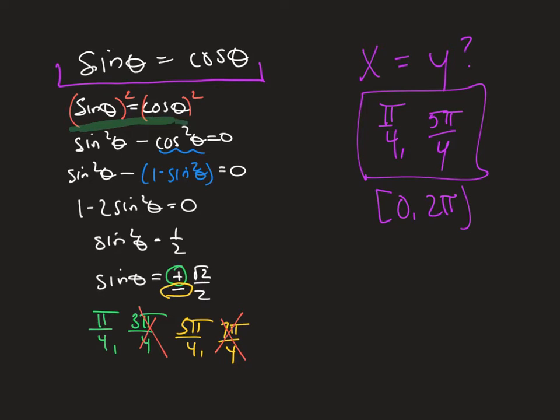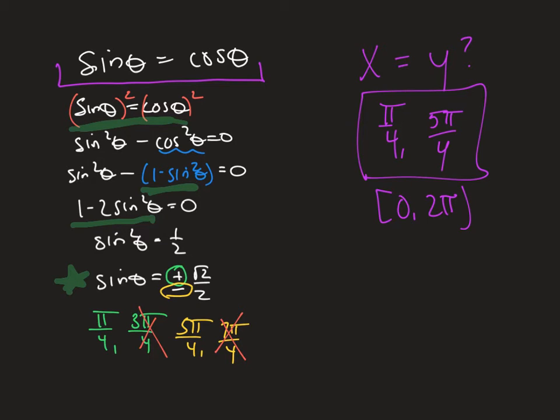You end up squaring both sides, and then you're going to subtract cosine squared from both sides, and then you're going to use a Pythagorean identity, and then combine like terms to get 1 minus 2 sine squared. Subtract 1, then divide by -2, so that's where you get your positive 1/2. And then when you take your square root, remember you're taking the positive and negative square root of it.